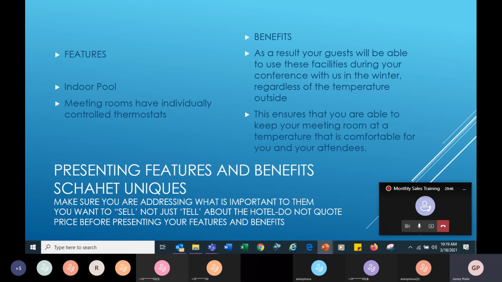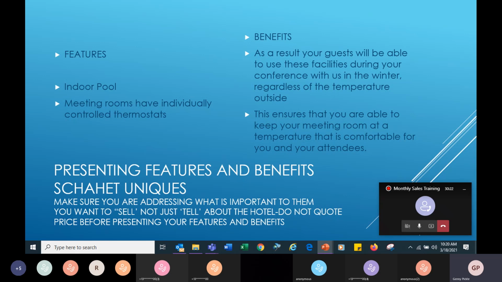And for example, say you've got a business client coming in and you tell them about your pool. Are they going to care, or are they going to be like, so what? You want to make sure that what you're presenting to them, with their features and benefits, is what's important to them. So that's why it's very important that you go over their hot buttons when you are in the qualification stage.